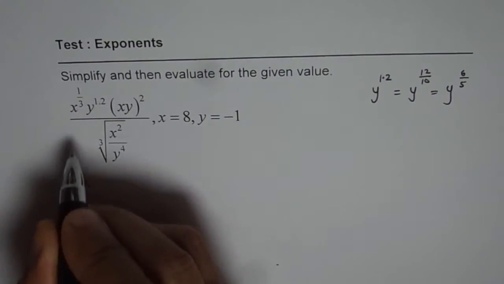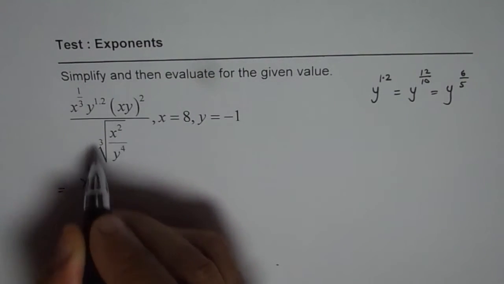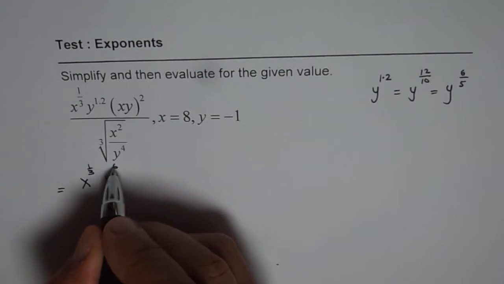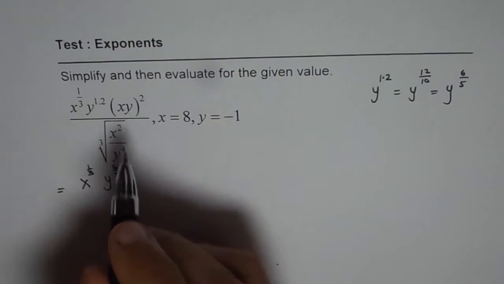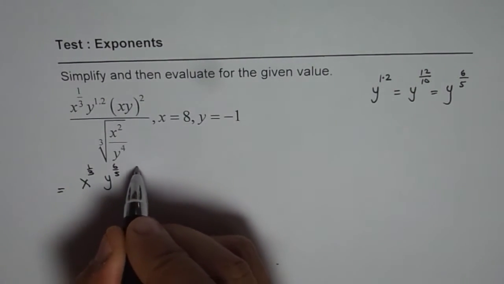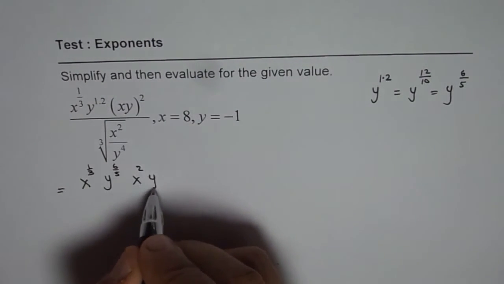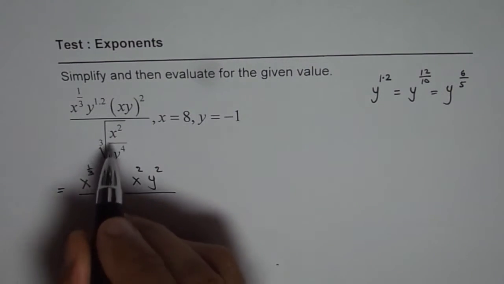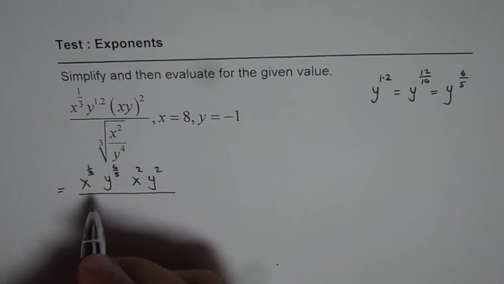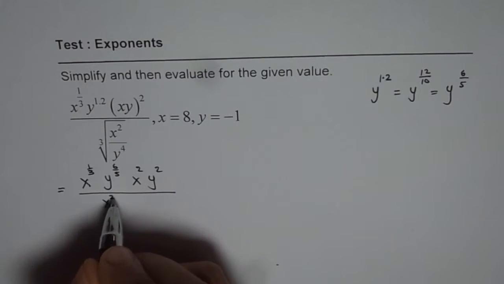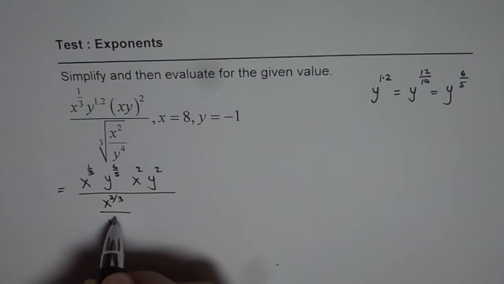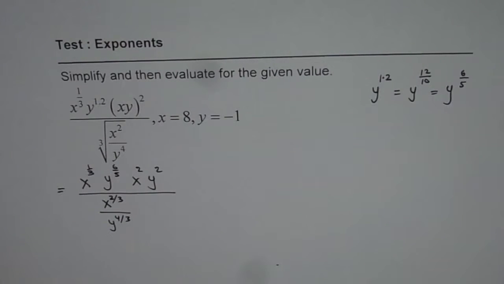So we have x to the power of 1/3, y to the power of, as I simplified, 6/5. And here we have x squared, and then we have y squared. We just apply the power rule here; divided by cube root means 2/3. So we have x to the power of 2/3 divided by y to the power of 4/3. Correct? So that is what you get.